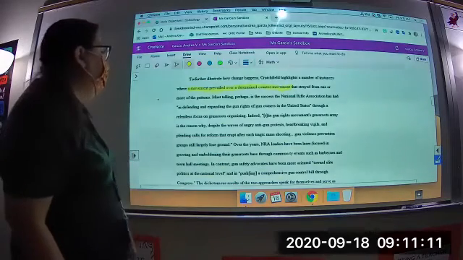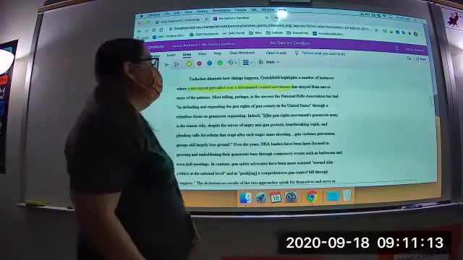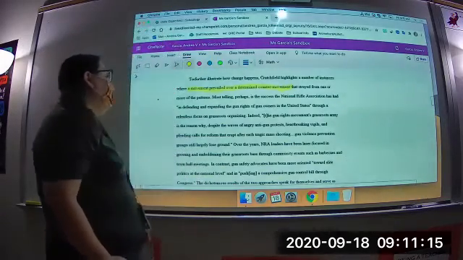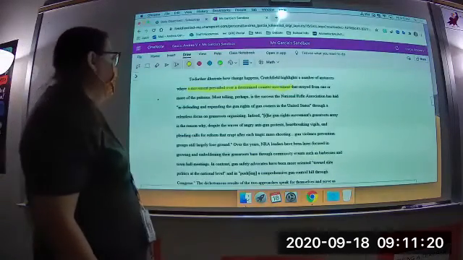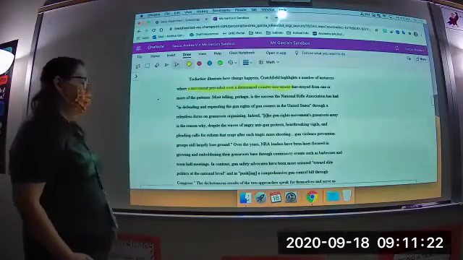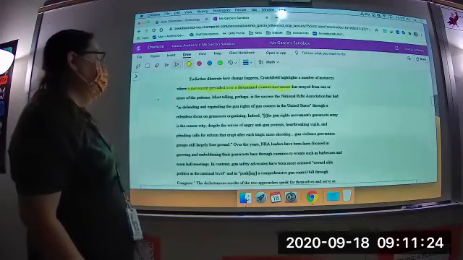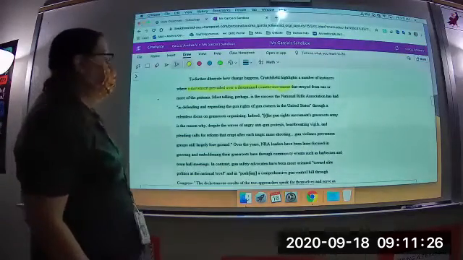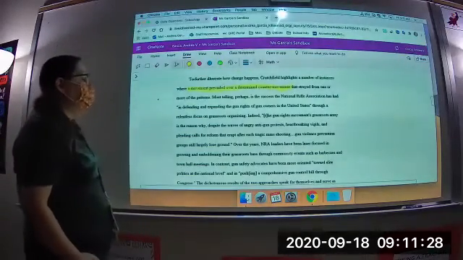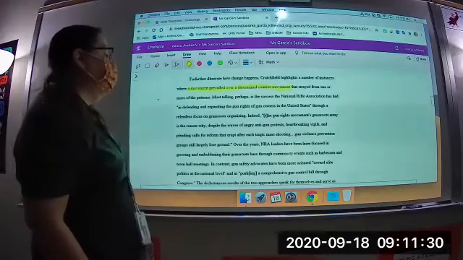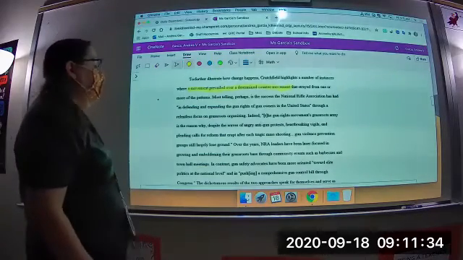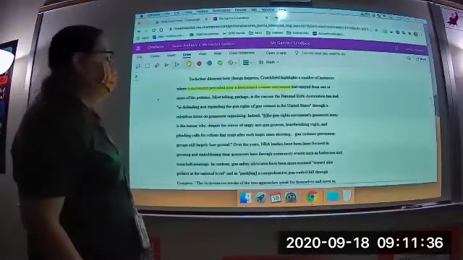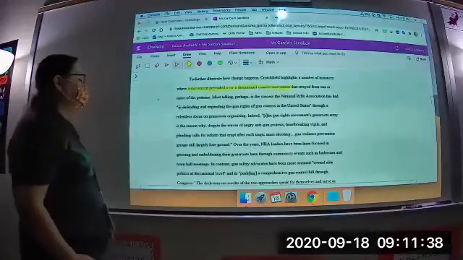Okay. So most telling perhaps is the success the National Rifle Association has had in defending and expanding the gun rights of gun owners in the United States through a relentless focus on grassroots organizing. Indeed, the gun rights movement's grassroots army is the reason why, despite the wave of angry anti-gun protests, heartbreaking vigils, and pleading calls for reform that erupt after each tragic mass shooting, gun violence prevention groups still largely lose ground.